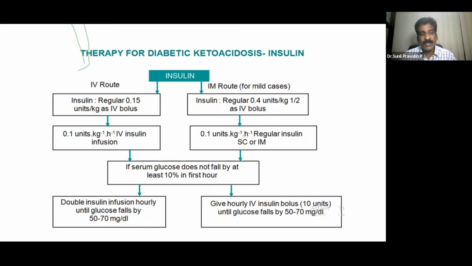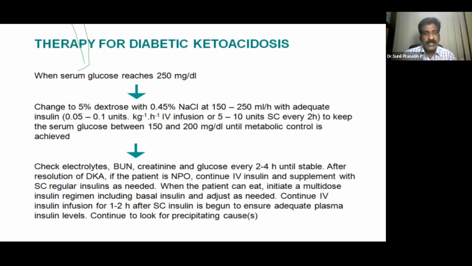If such a fall is not there, we may have to increase the dose of insulin to 0.2 units per kilogram per hour. Once the blood glucose reaches 250 milligram percent, as I have told you, we should change the fluid to 5% dextrose in half normal saline, and always try to attain a blood glucose in the range of 150 to 200 milligram percent. Very meticulous monitoring of blood glucose hourly. Electrolytes should be monitored at least 2 or 3 hourly. ABG once in a while. All these are very important.